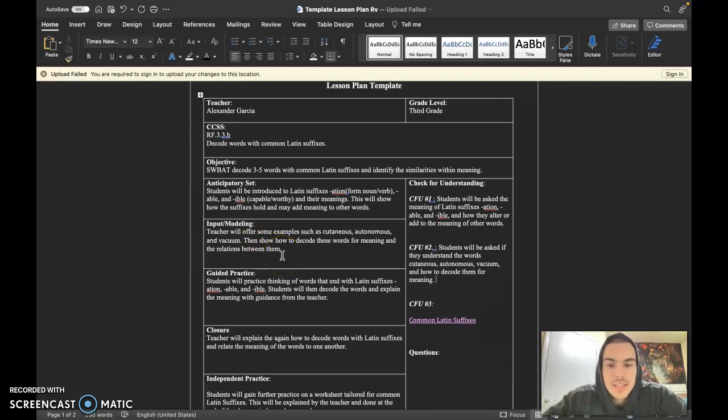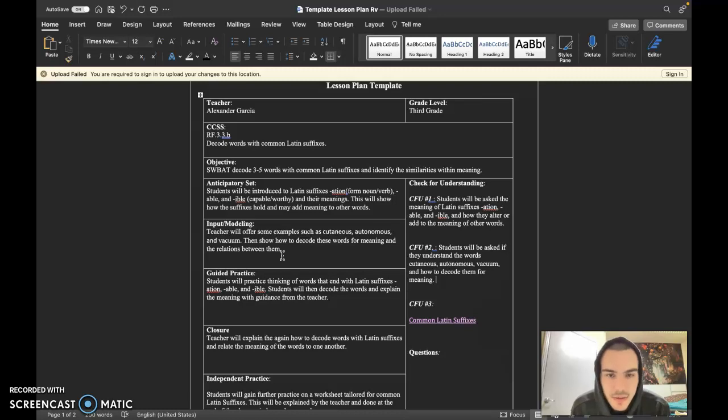Next, we'll show how to decode these words for their meaning and relationships between them. This can be done by simply stating the meaning of the Latin suffix, then stating the meaning of the base or root word, and then explaining the relationship between the two and how, when the two are put together, they create a new meaning and a new word. This is the whole point of putting them together, to create meaning in our words.